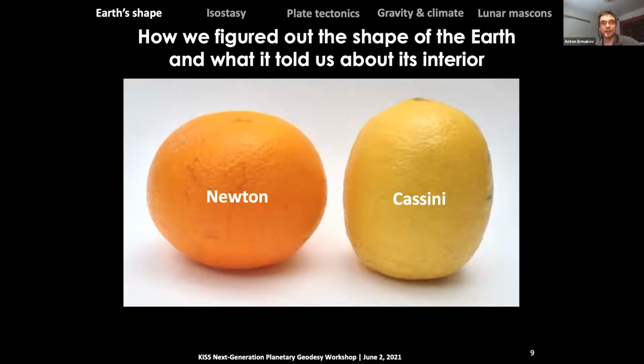What is the shape of the Earth? Basically, there were two camps. So Newton predicted that the Earth would be like this orange. It would be like an oblate ellipsoid with the equatorial axis longer than the polar axis. Whereas Cassini, famous astronomer, used geodetic measurements and concluded the opposite, that the Earth would be a prolate ellipsoid with the polar axis longer than the equatorial axis.